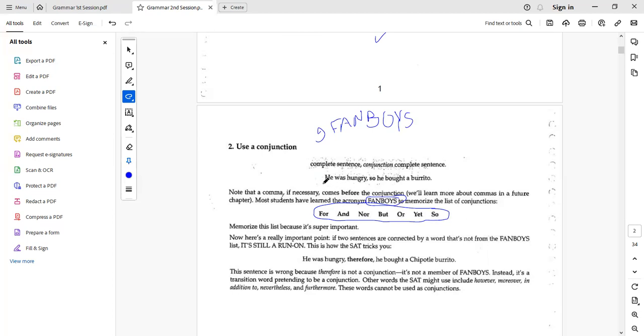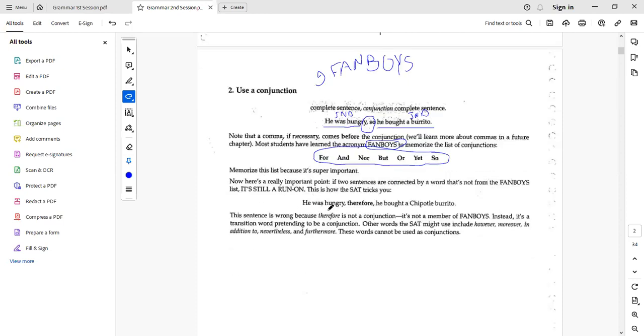So as you find here, he was hungry, independent. He bought a burrito, independent. What did he put here? He put comma, so. Why? Because this is cause and effect. He was hungry, comma, so he bought a burrito. Okay, perfect.